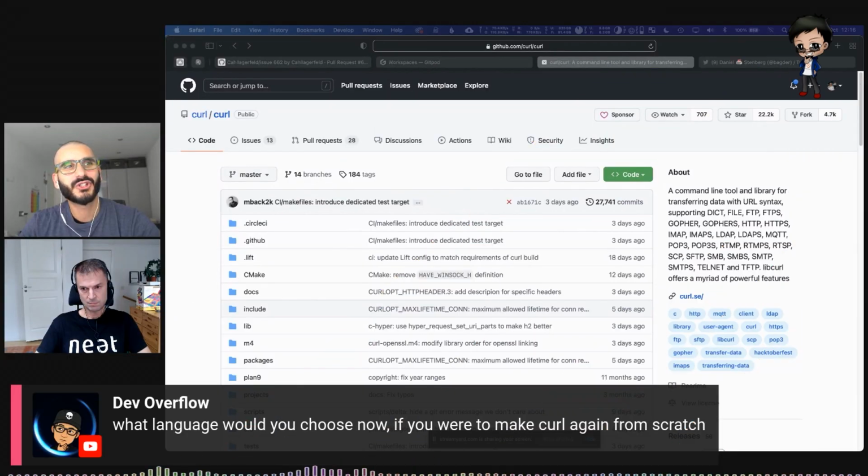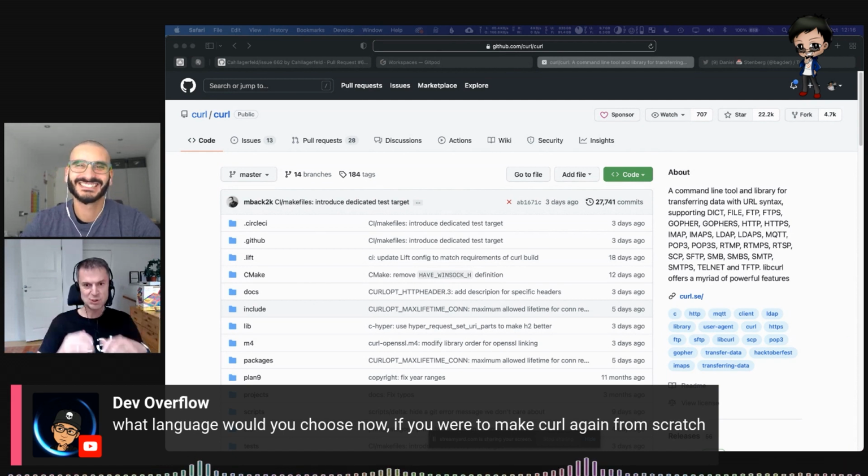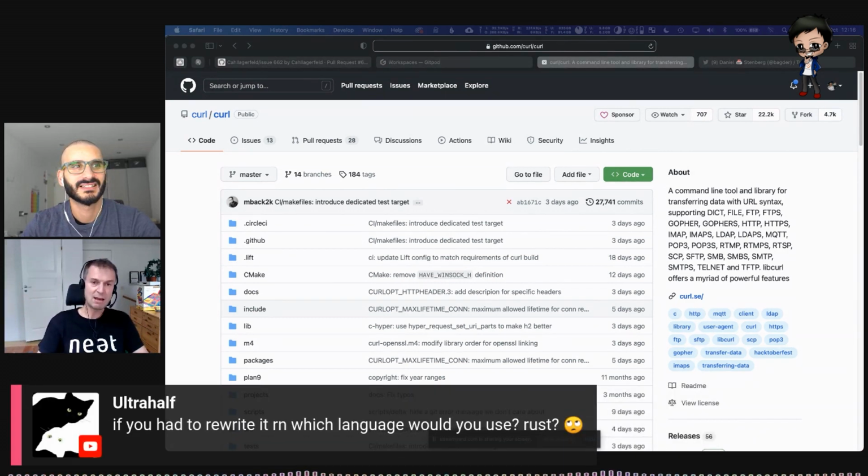What language would you choose if you were to make curl again from scratch, like today? Since I'm such a conservative and I'm stuck in the C world, I guess I have my blinders on, so I'm not sure I have the best possible view of the language landscape to say this properly, but I would imagine that Rust would be a good contender. Okay, so you guessed Rust. Yeah, I think so.